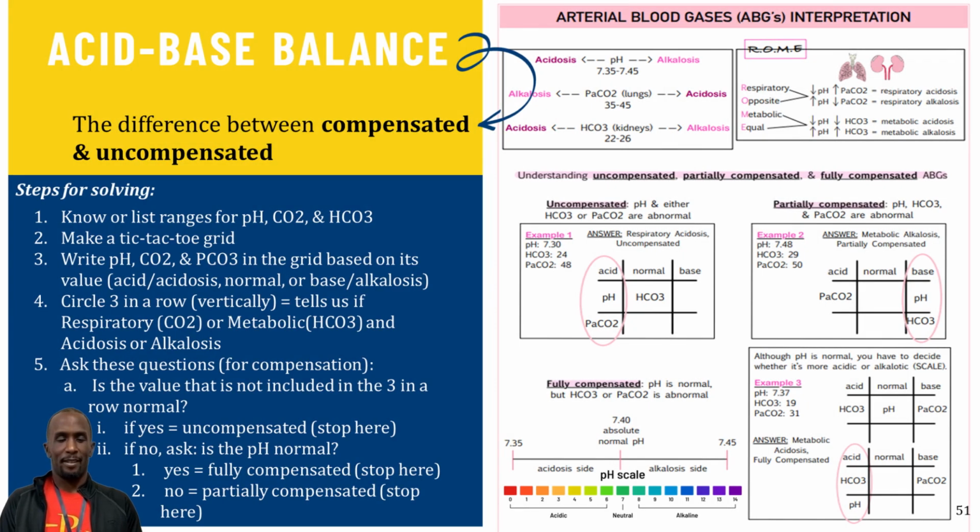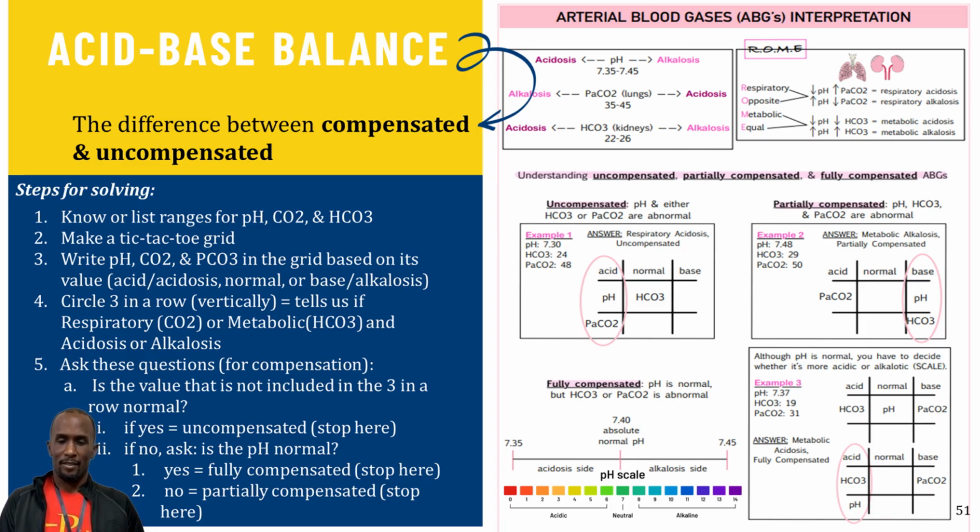Now let's go over the steps for solving ABGs using the tic-tac-toe method. First, know the normal ranges. pH, 7.35 to 7.45. PaCO2, 35 to 45 millimeters of mercury. HCO3, 22 to 26 milliequivalents per liter. Make a tic-tac-toe grid with acidosis, normal, alkalosis as columns. Place each value, pH, PaCO2, HCO3, into its correct box based on where it falls.